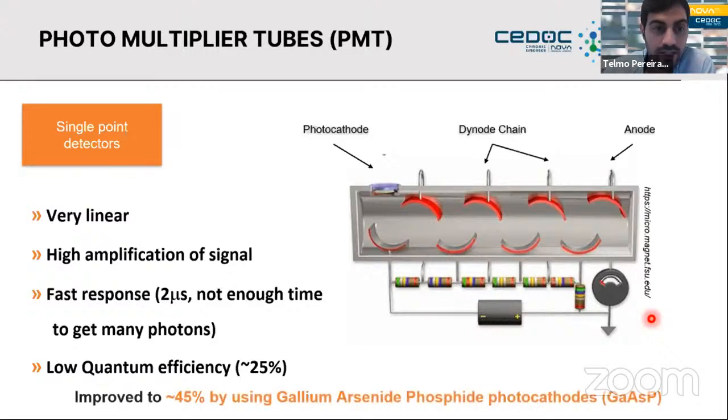Nowadays, these photomultiplier tubes are using a new technology. They basically replace this photocathode with gallium arsenide phosphide photocathodes, also called GaAsP. And this has improved the efficiency to around 45%.